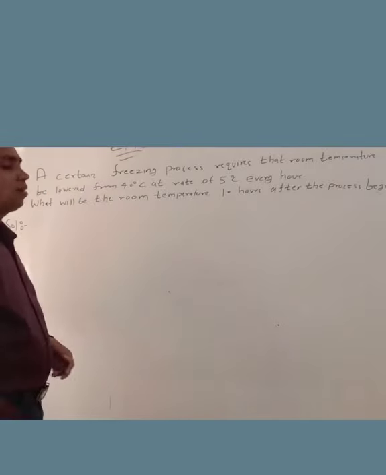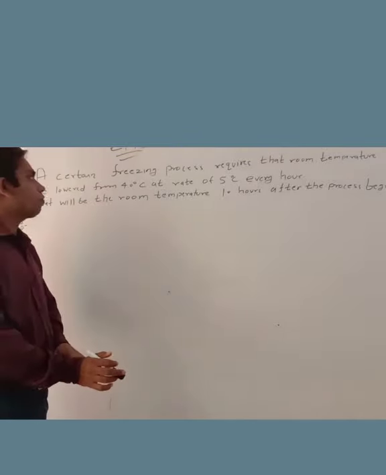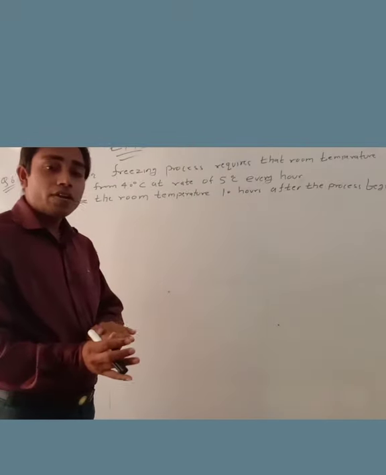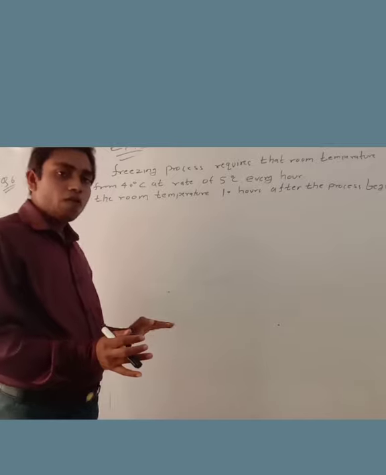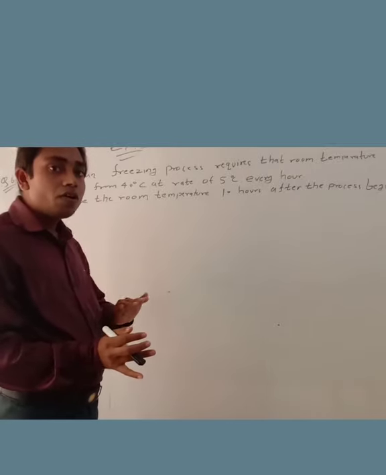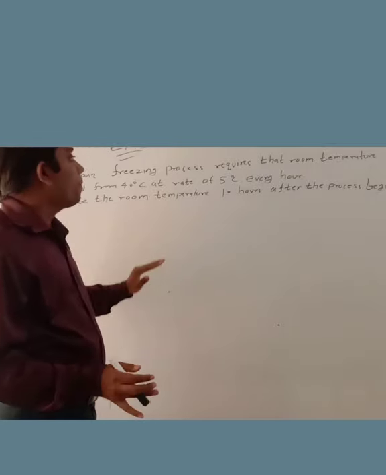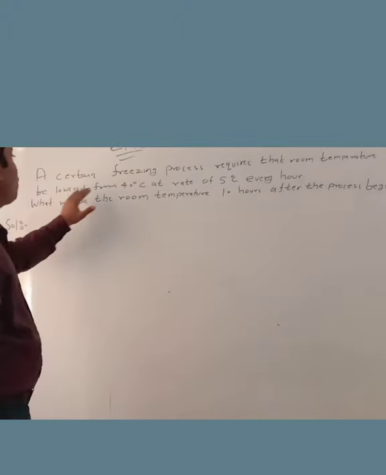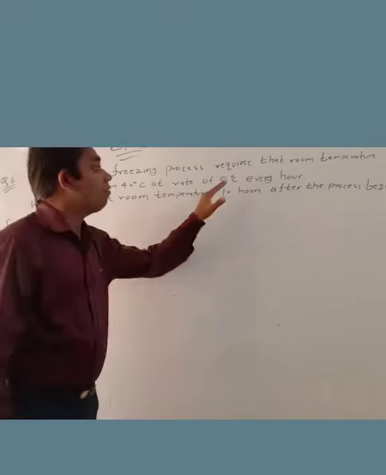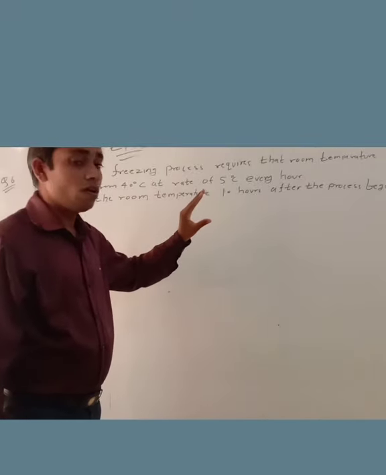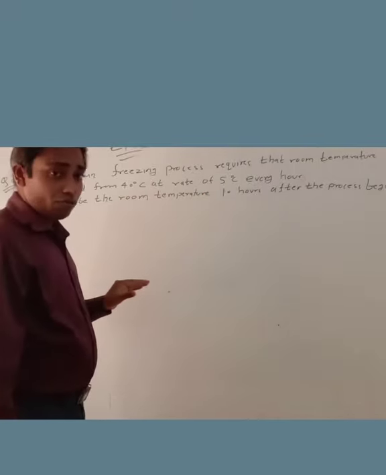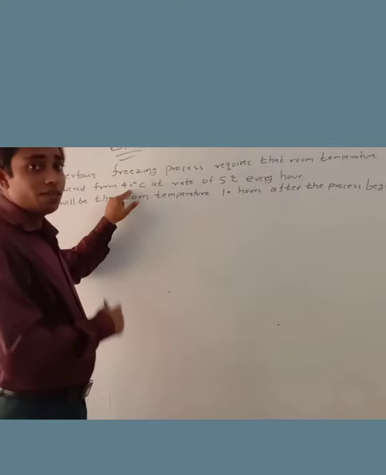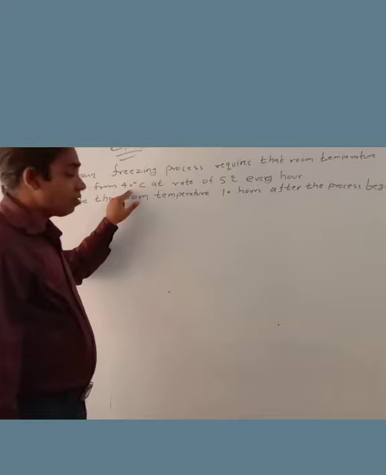There is a certain freezing process. What do you mean by freezing process, my dear student? Freezing process means when a liquid is converting into ice form when temperature goes below 0 degrees Celsius. That is called the freezing process. Right? So it requires that room temperature be lowered from 40 degrees Celsius at a rate of 5 degrees Celsius every hour. What does it mean, my dear student? Initially the room temperature of that particular object is given as 40 degrees Celsius.